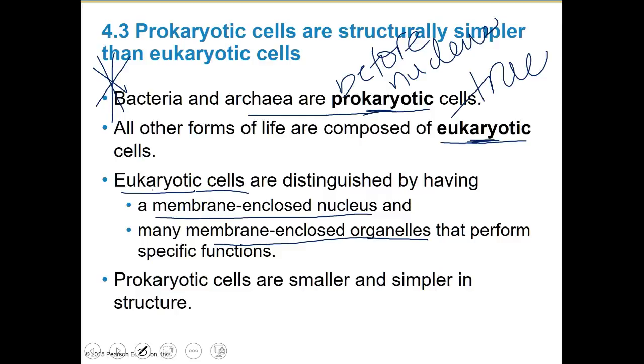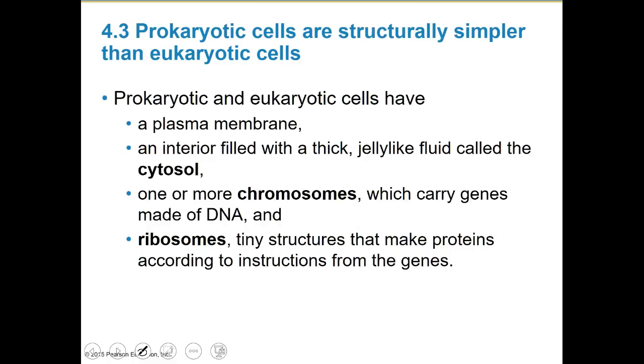And they also have membrane-bound organelles. Prokaryotic cells are going to be simpler and smaller too. So this is another good bit to know. Okay. Prokaryotic and eukaryotic cells have some common themes. So these are things that they have in common.